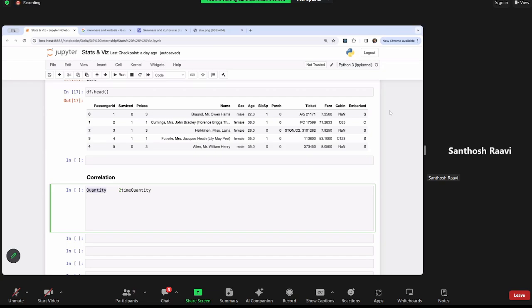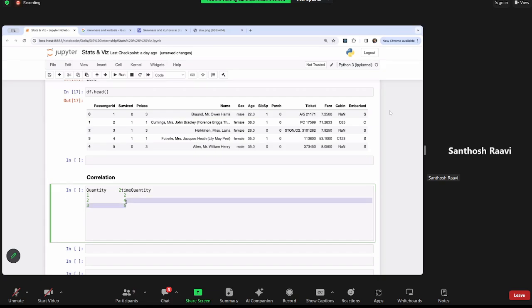Okay, quantity and 2 times the quantity. Say this quantity has some values, 1, 2, 3, and 2 times means 2, this one will be 4, this one will be 6. So you have just transformed this particular column, and here is your quantity. So two columns are present.